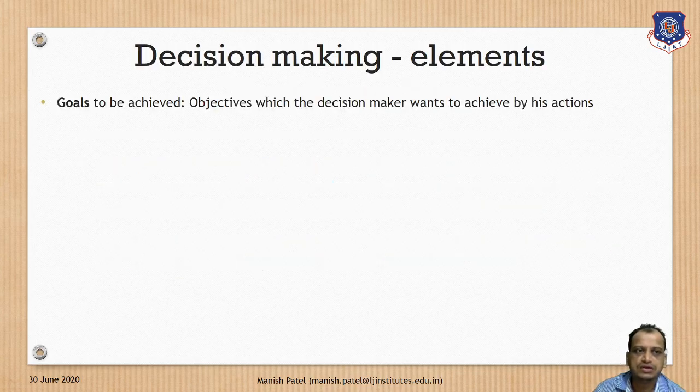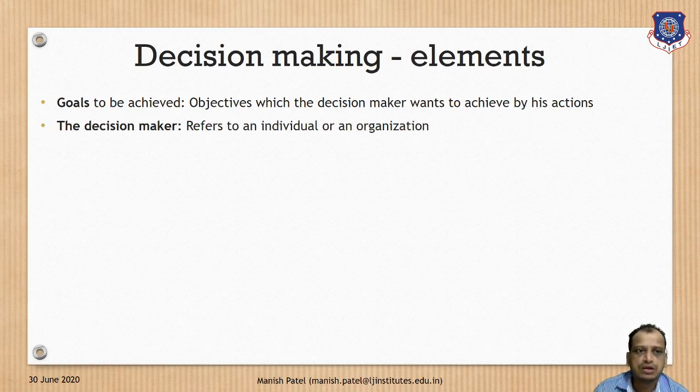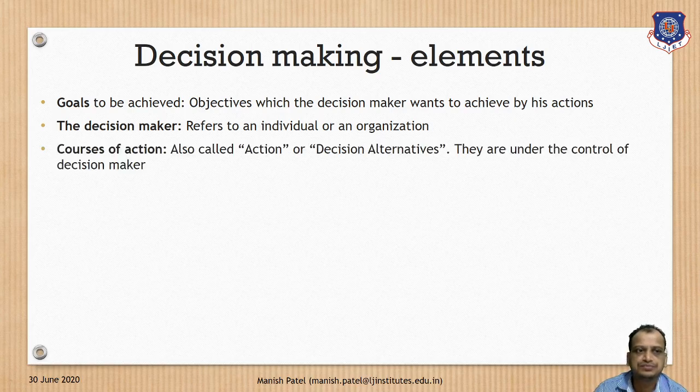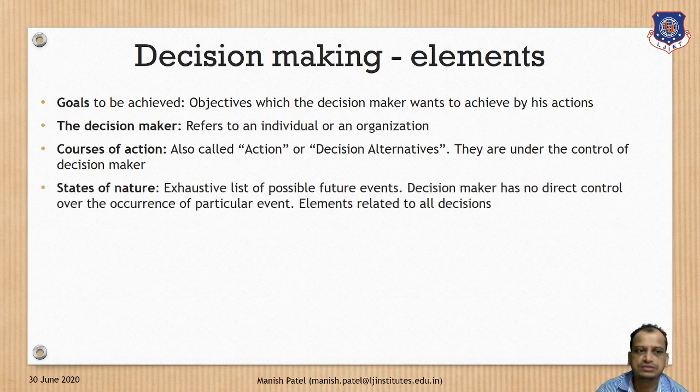What are the elements? Let's look into it. First is the goals. What are the outcomes? Which are the objectives? Whatever the decision maker wants to achieve with the help of the course of action, that is nothing but goals. Now, who is the decision maker? It can be an individual, a person, or an organization entity. Now, what are the courses of action? The choices or the alternatives under the control of the decision maker. Whatever choices he has, whatever actions he will be taking, those are the courses of action.